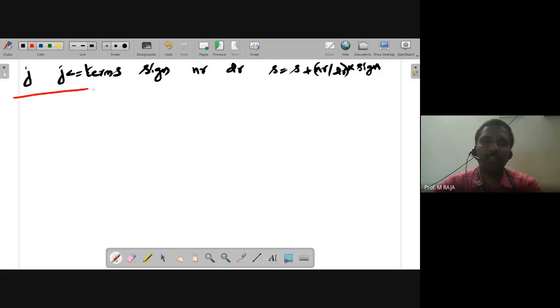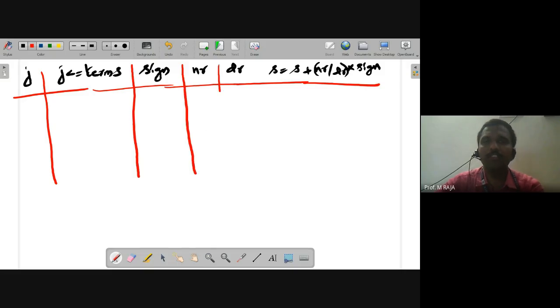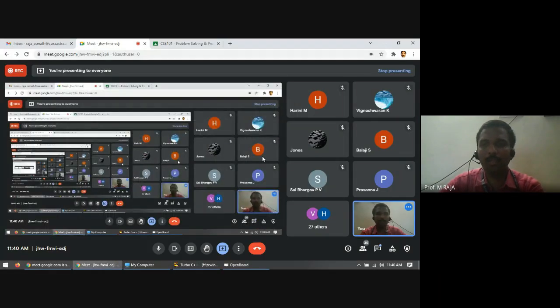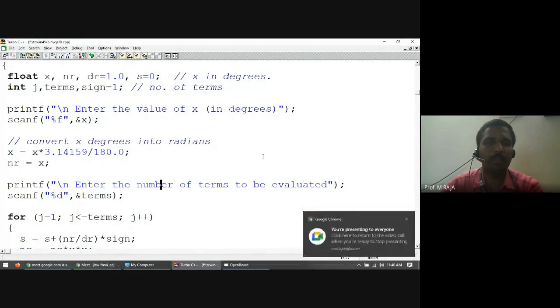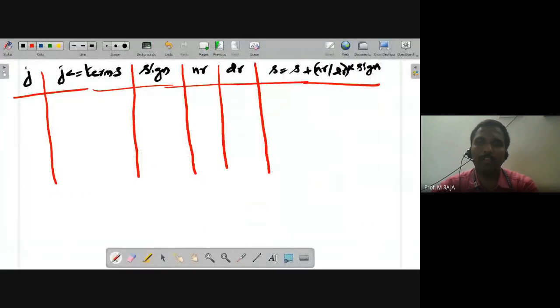Having these columns, first fill the initial values of the variables. Then let us evaluate the for loop. Initially, the value of x is given as the input. Denominator is 1, sum is 0. So update it properly. The denominator is 1.0, sum is 0.